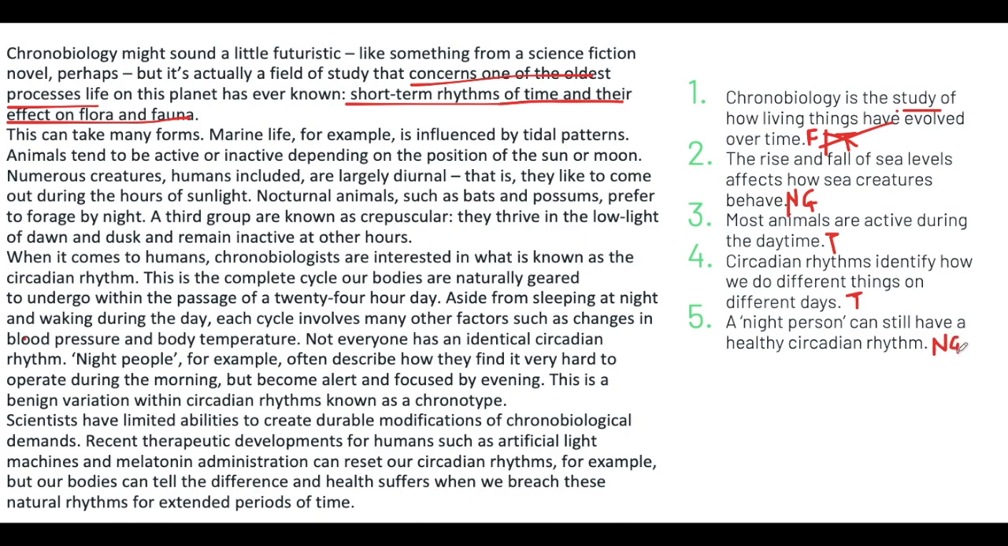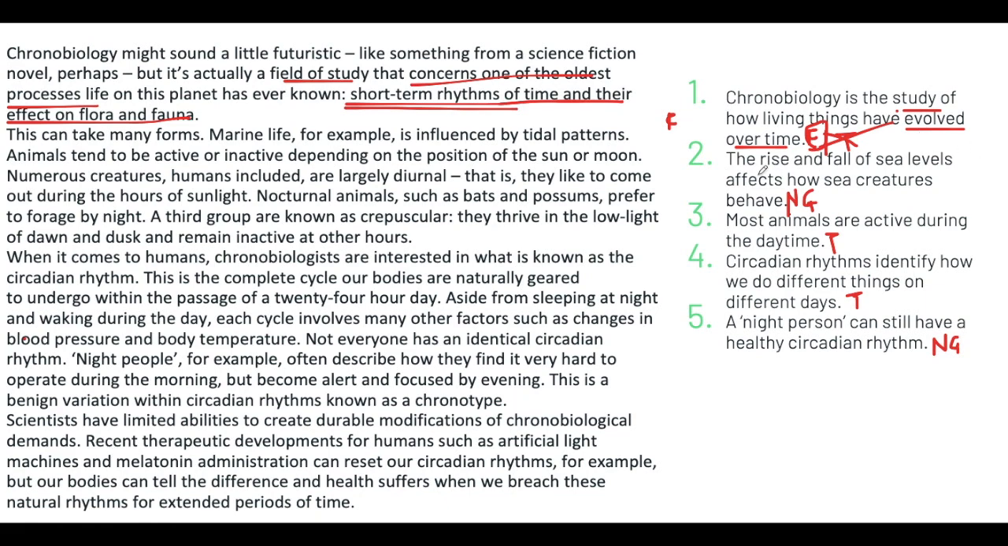Okay. So the first one says chronobiology is a study of how living things have evolved over time. Yes, it is saying that it is a study that concerns one of the oldest processes, and it is saying short-term rhythms of time. And here it is saying how living things have evolved over time. So the answer is false, because the text says it concerns the short-term rhythms of time, and here it says how living things have evolved. So the answer is false, right? Because there is a contradiction of what kind of study it is.